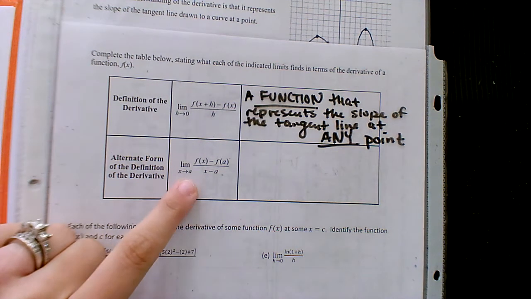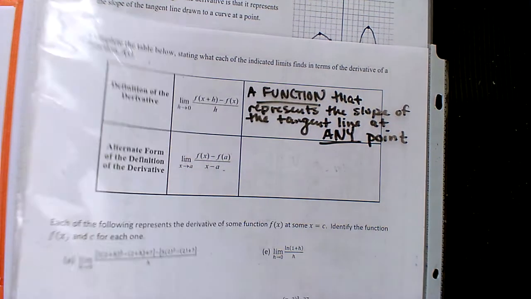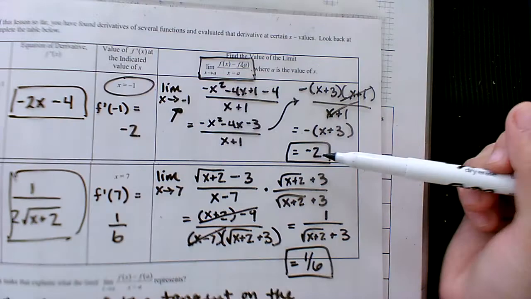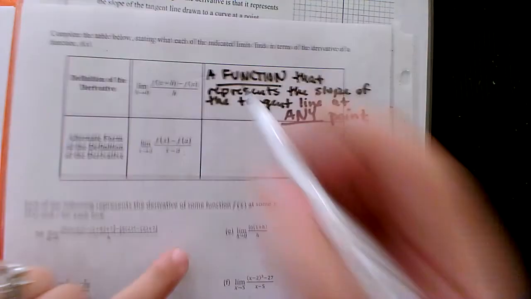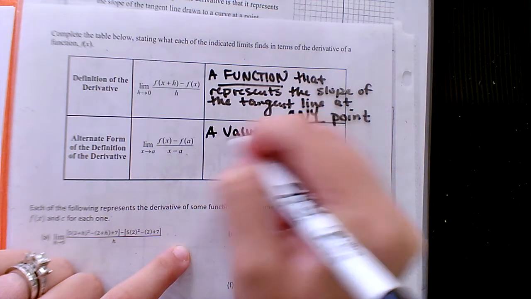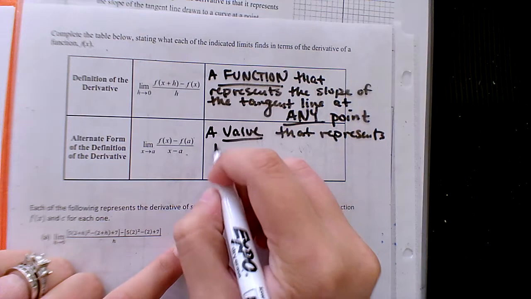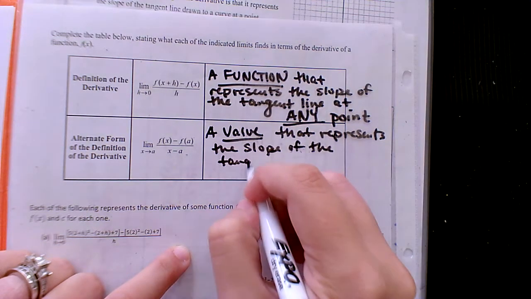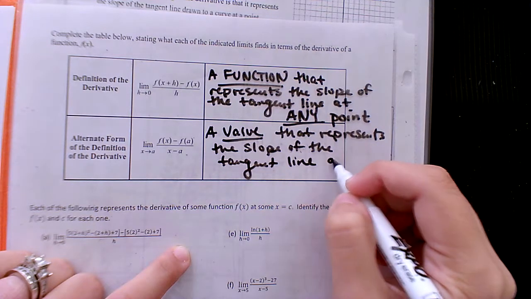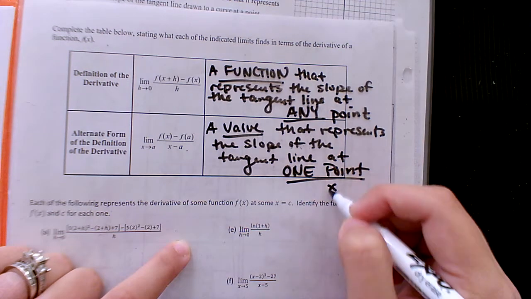On the other hand, this difference quotient we just did with the A, no H anymore, this is no longer a function because if you take a look, I'm going to flip it real quick. If you take a look at the two we just did, notice how the answers were not functions. These were values. So this limit is producing a value that represents the slope of the tangent line at one point, specifically x equals a.